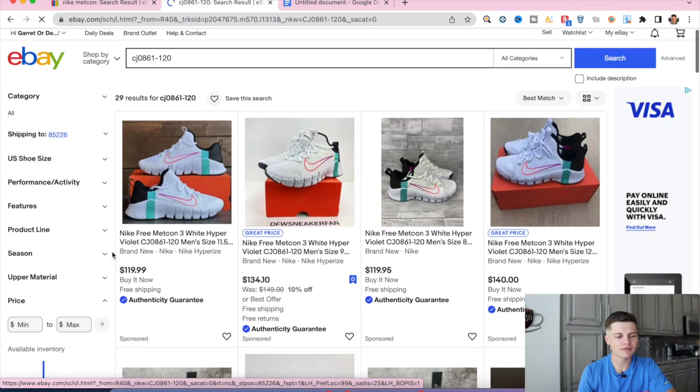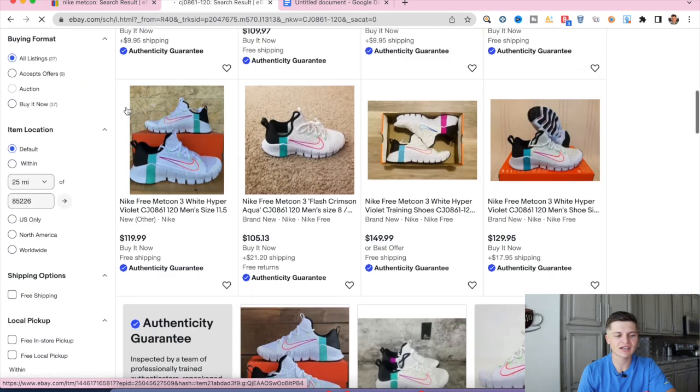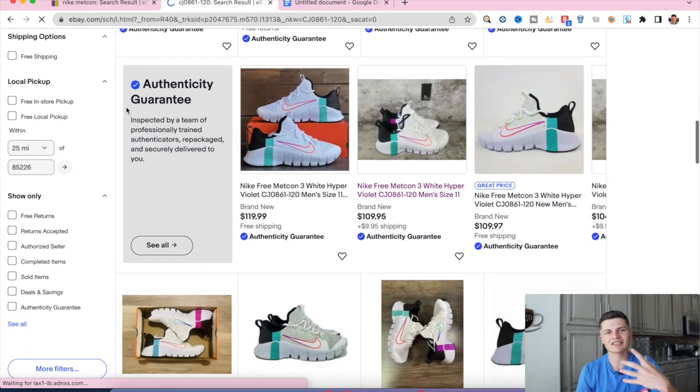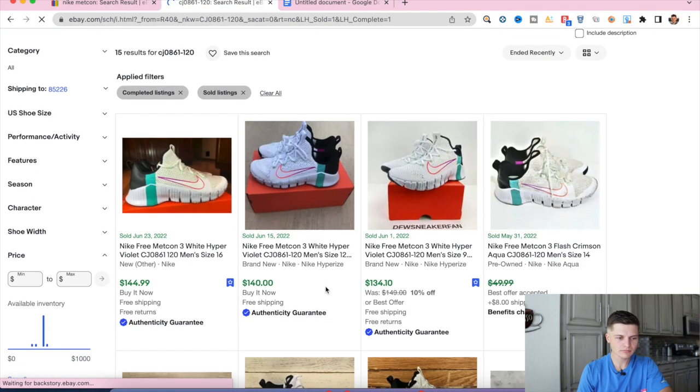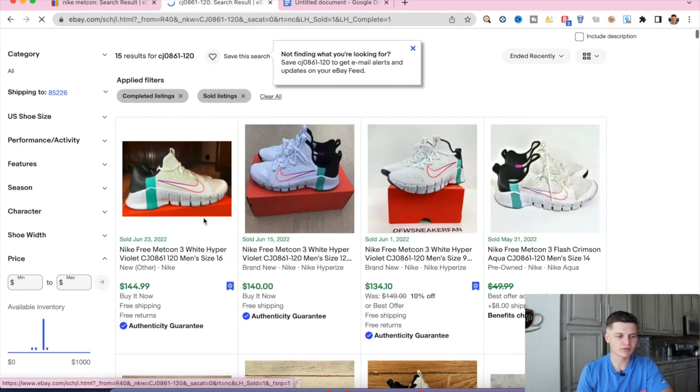So the next thing we want to look for, we see, like I told you, 29 listed. So to check the sell-through rate, I go over and I just click on sold listings. And this is going to pull up our sold listings. We can see out of the 29 that were listed before, 15 have sold. So that's around a 50% sell-through rate, give or take a little bit higher. So it's a decent sell-through rate.